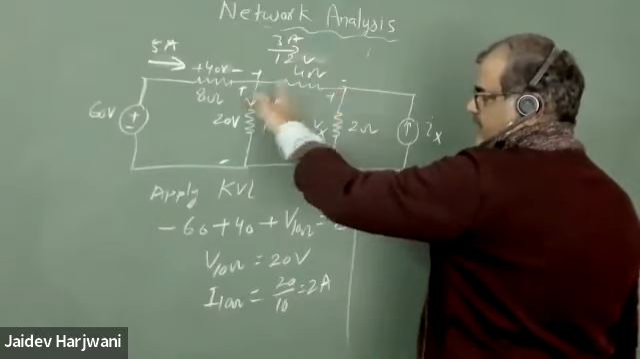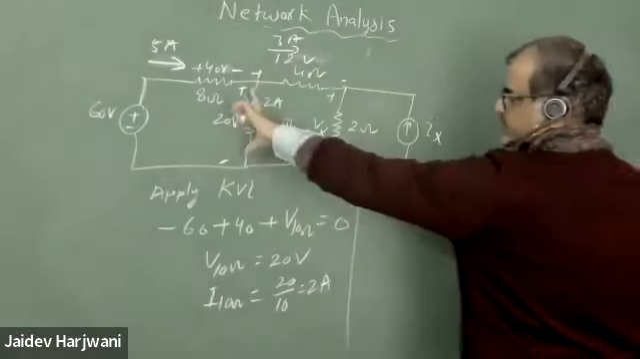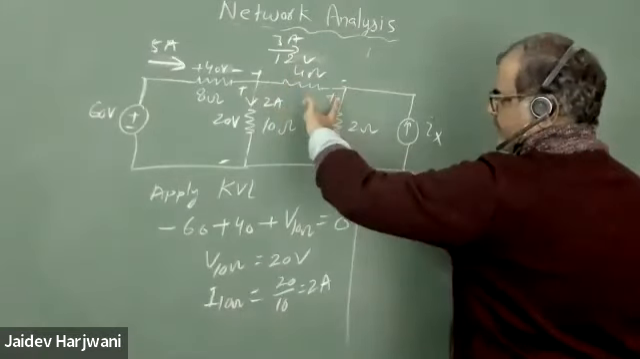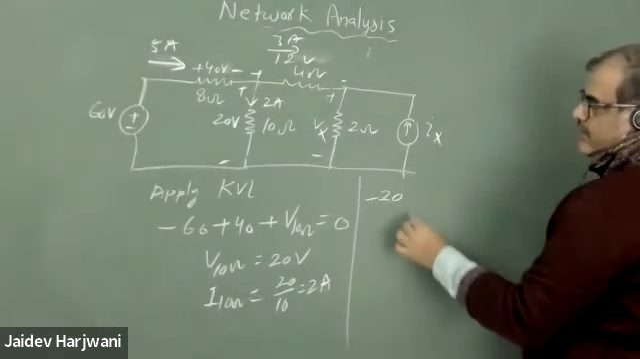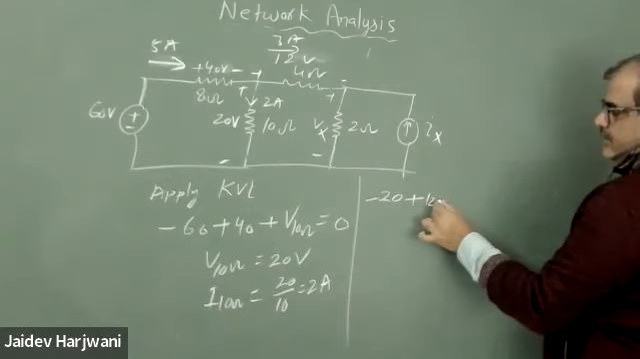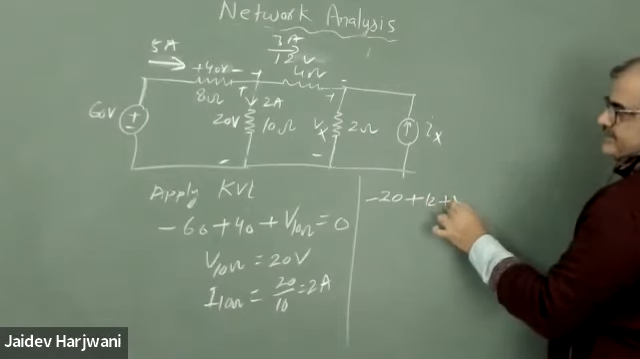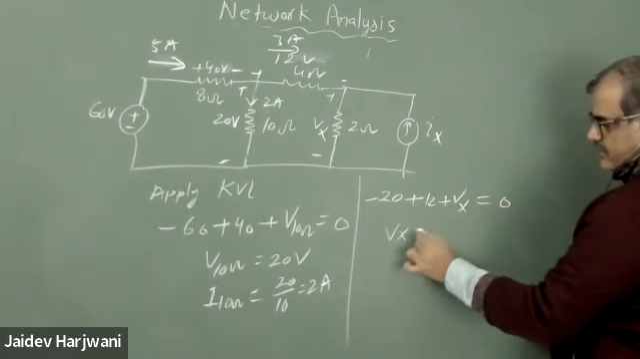Are you getting it now? Yes, sir. 8 volt is coming. So in this loop, you know this voltage drop and this voltage drop. Now you can calculate this voltage drop. So now you can write minus 60 plus 40 plus 12 plus IR plus Vx equals to 0. So Vx is equal to 8 volt.